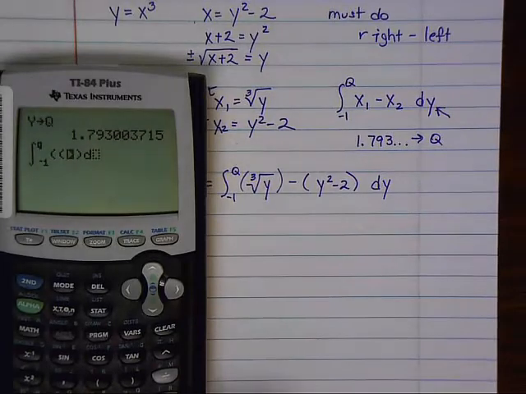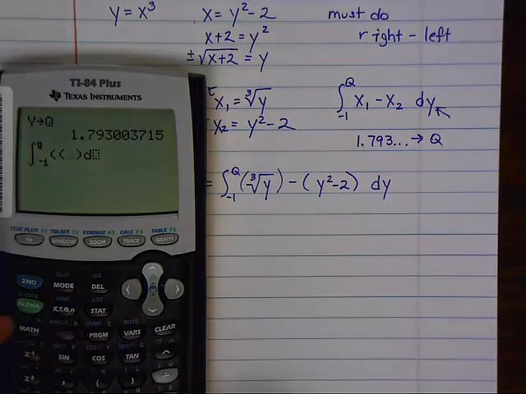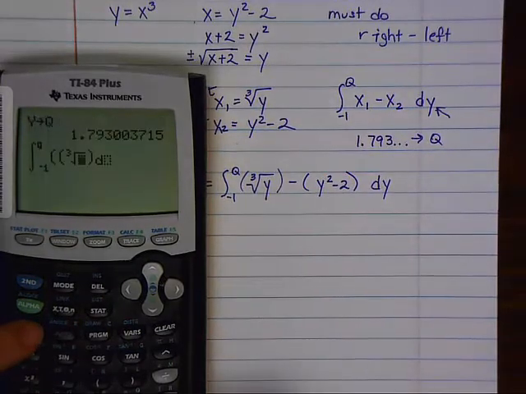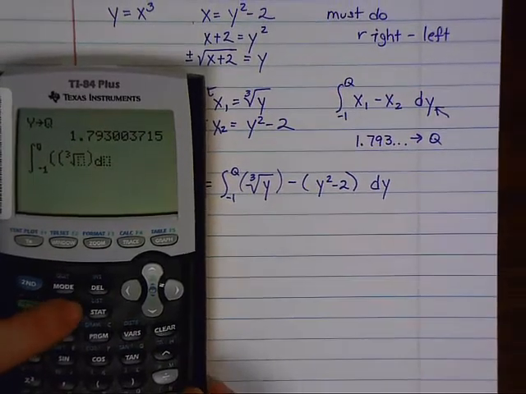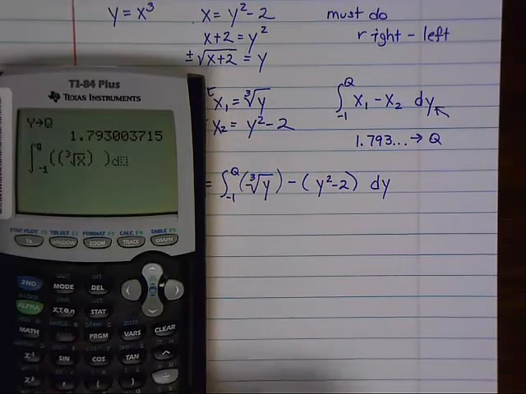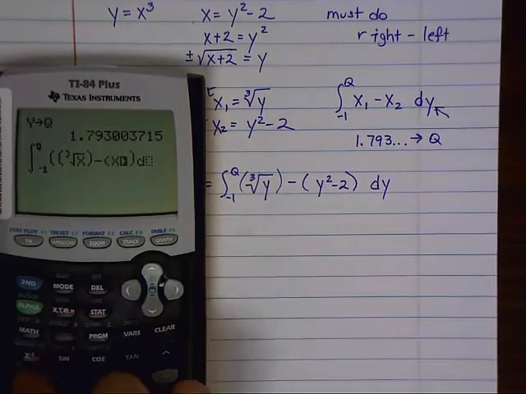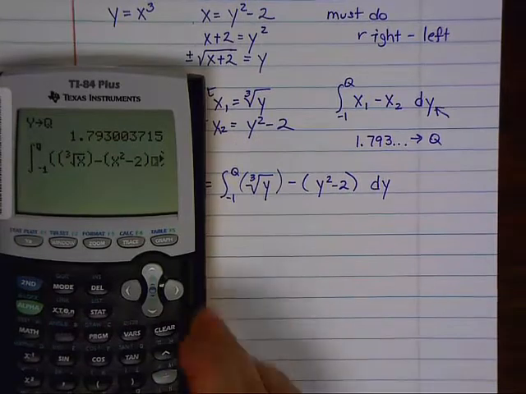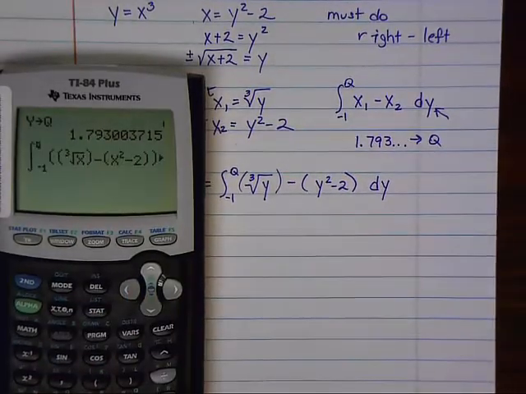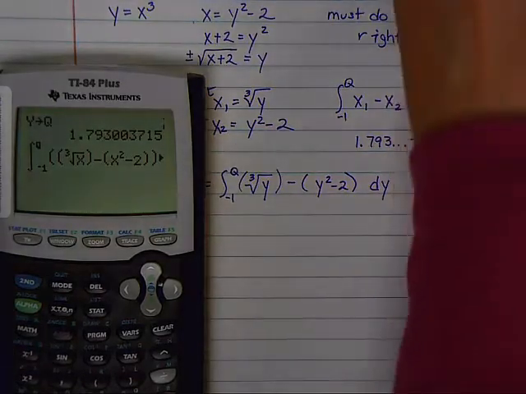parentheses. Stop quick. Do you know where cube root is on the calculator? Yeah. For those of you who do not know, it's math and number 4. There's your roots that are cube and other. Cube root of, I'm going to do x because I like x's, close parentheses, minus, open, x squared minus 2, close, dx. And it's going to take a minute. It's doing a lot of math.